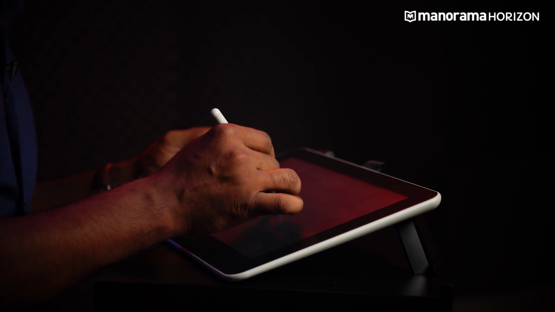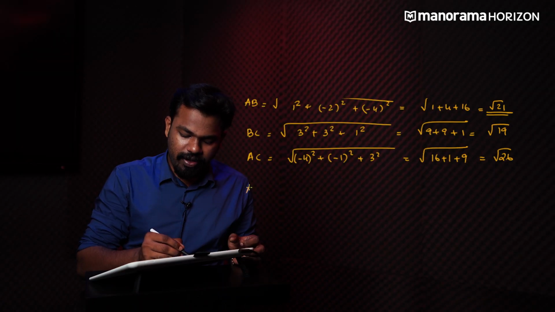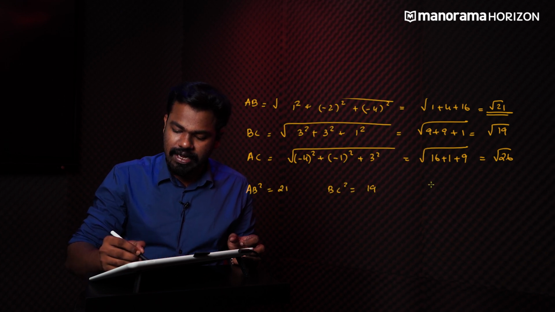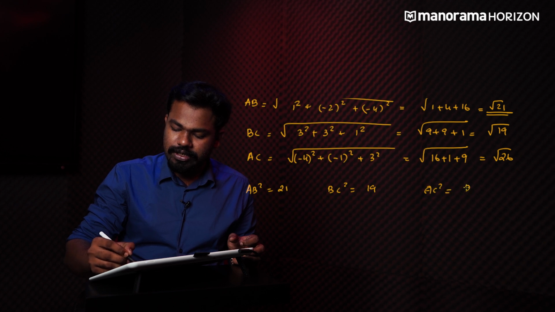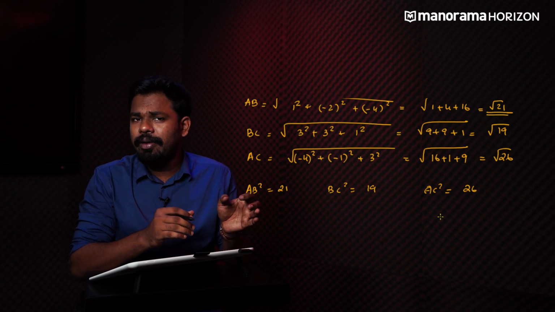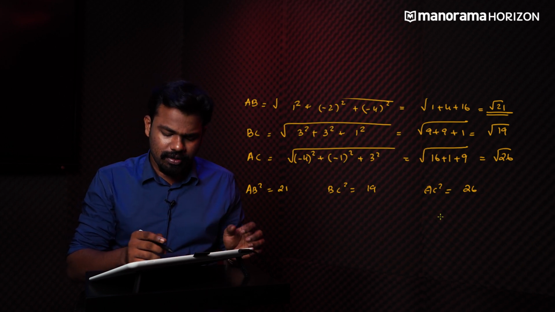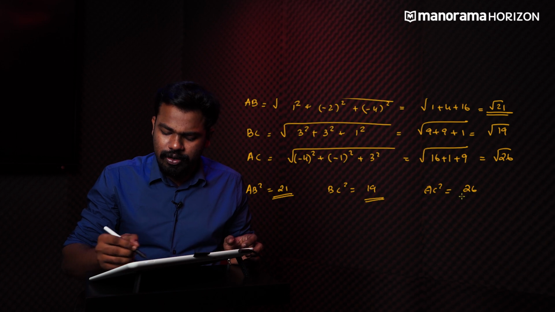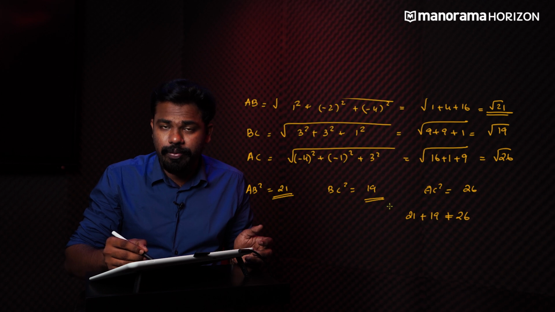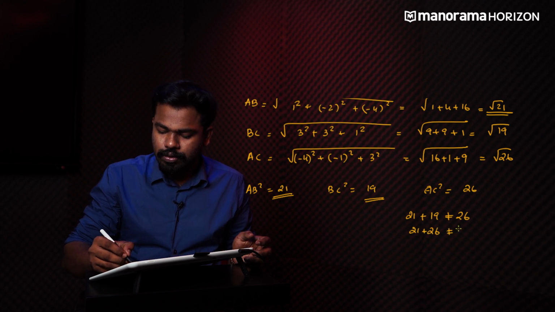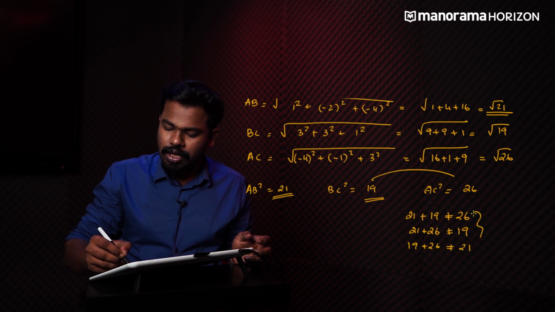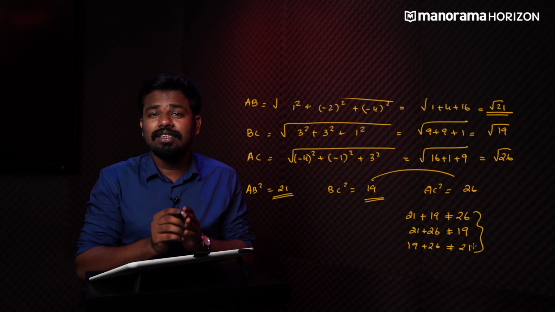So if we have AB, BC and AC, what is the square of AB? AB square is 21, BC square is 19, root of 19 square is 19, and AC square is 26. If I take any two sides, the squares of any two sides, and add them, am I going to get the third side square? Let's check. 21 plus 19 is not going to give me 26. 21 plus 26 is not going to give me 19. 19 plus 26 also is not going to give us 21. So the Pythagoras theorem that we have studied is not at all satisfied.